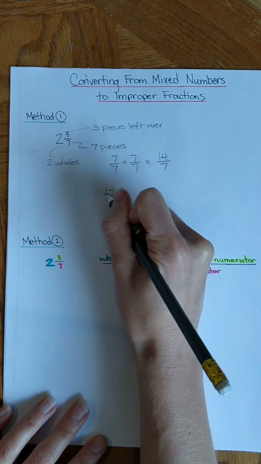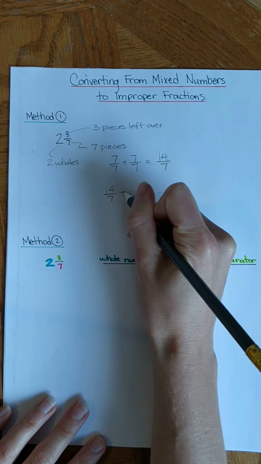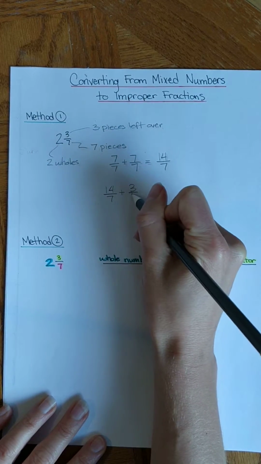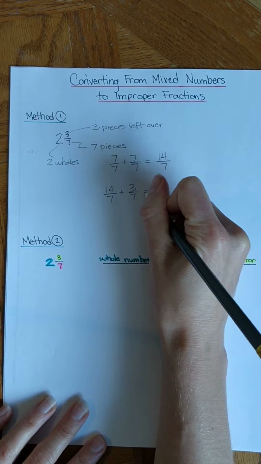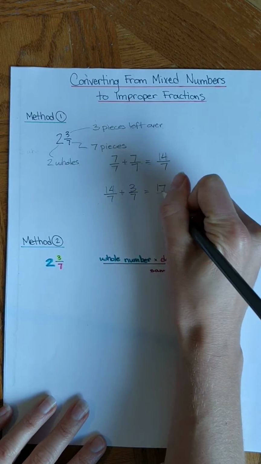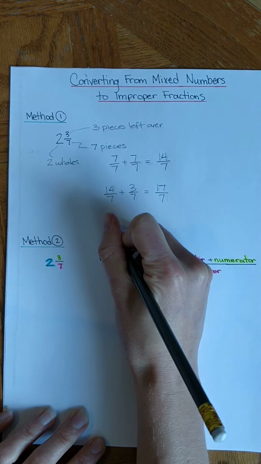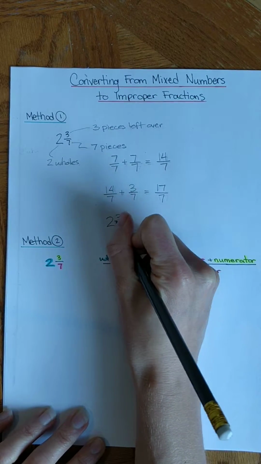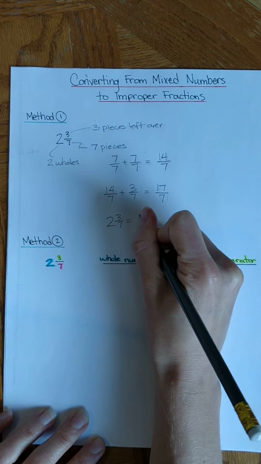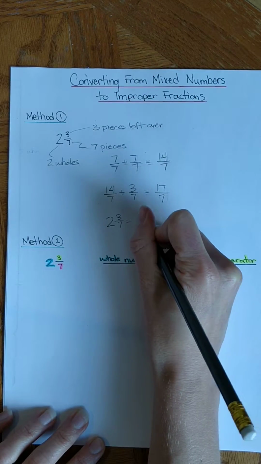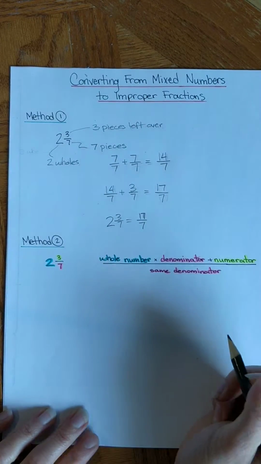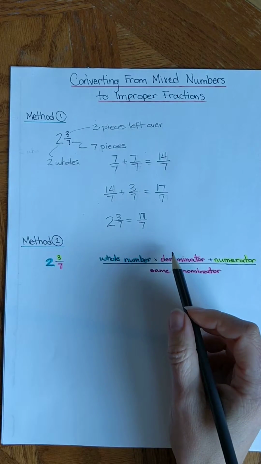Now we still have these 3/7 left over, so we're going to have to add those in. So we've got 14/7 plus our 3/7 that were left over. If we add those together, it gives us a total of 17/7. So what we can say is that 2 and 3/7 is equal to 17/7. Okay, so that's our first method.